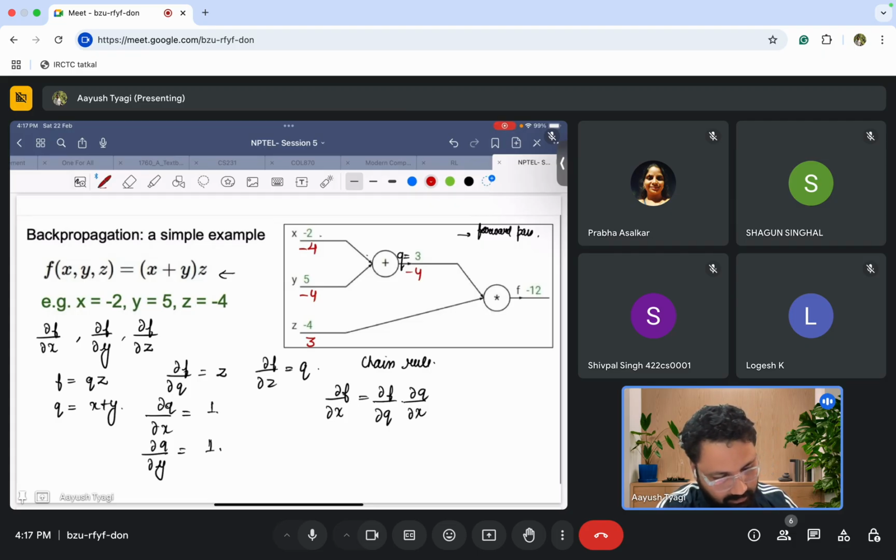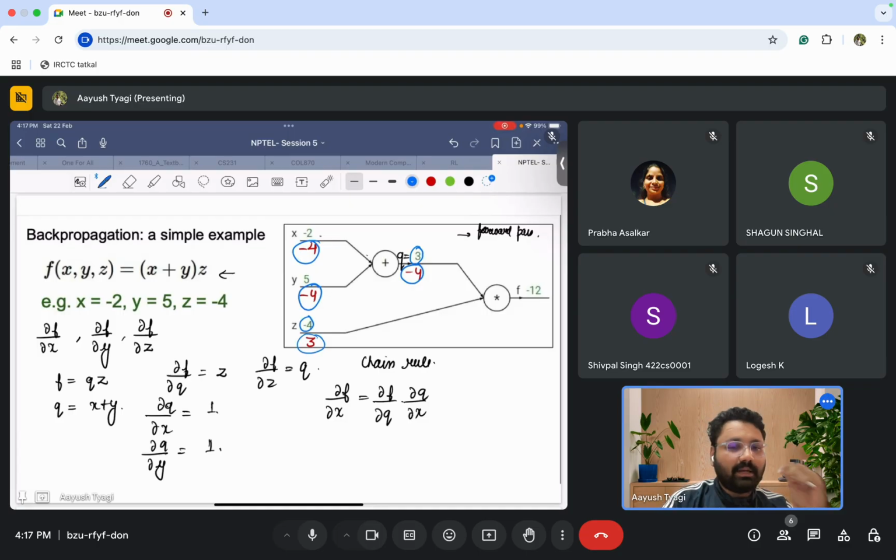Let's just analyze. Whenever there is a multiplication operator, the derivatives are kind of reversed. The value of q was 3, and the derivative of f with respect to z is 3. Similarly, z is equal to 4, and the derivative of f with respect to q is -4. Whenever there is an addition operator, the same derivative is passed to both of them: -4, -4, -4.